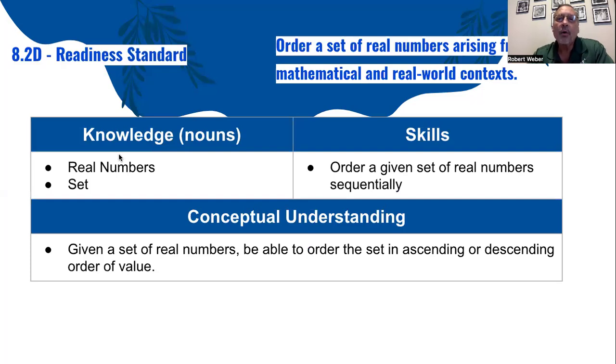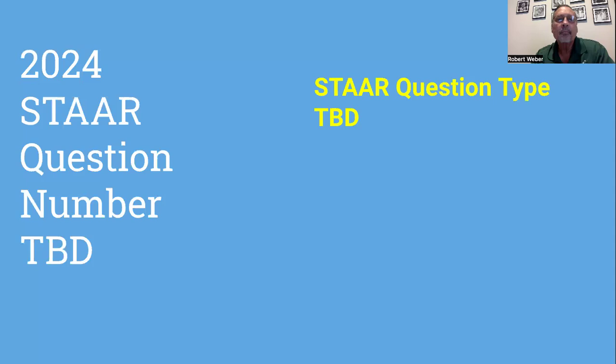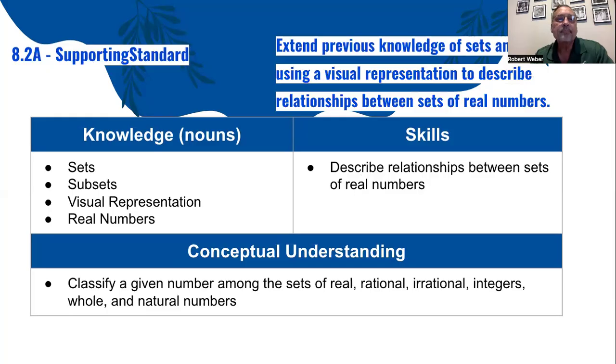8.2D, ordering real numbers. The breakdown, the nouns or the knowledge that you have to portray to the kids, is real numbers and sets. The skill is just to be able to order those real numbers sequentially, generally in descending order, but sometimes in ascending order as well, from smallest to largest. You can see the 2023 release questions from the STAAR assessment and the most common errors that were made on those. 2024, when it's available, I will add to the slide deck, so you can see that that's coming up.